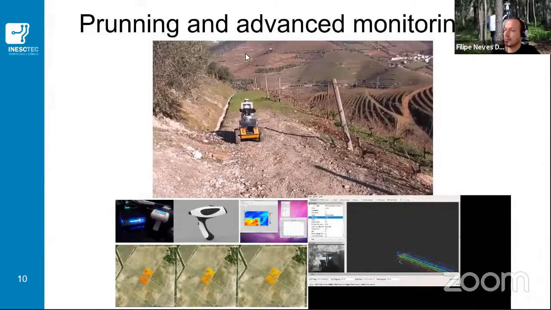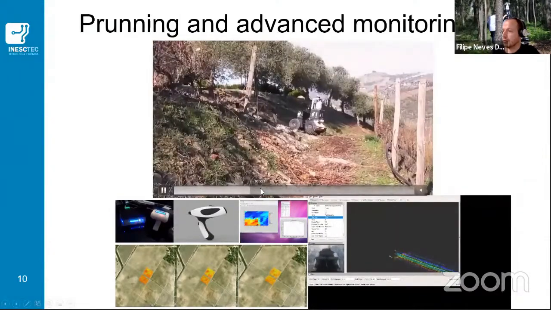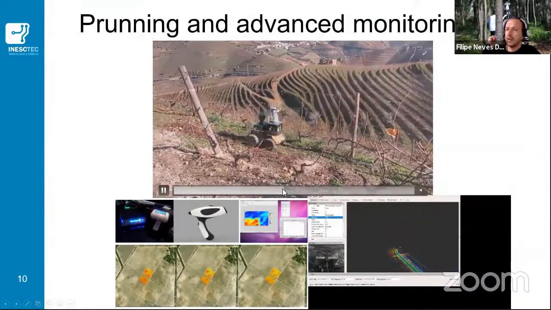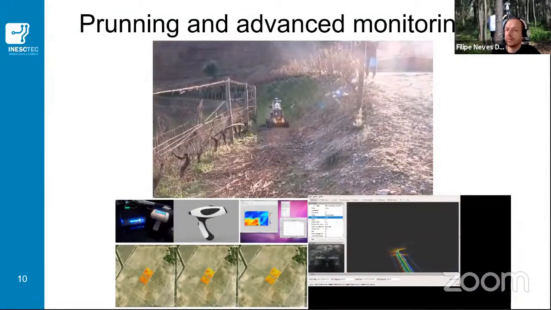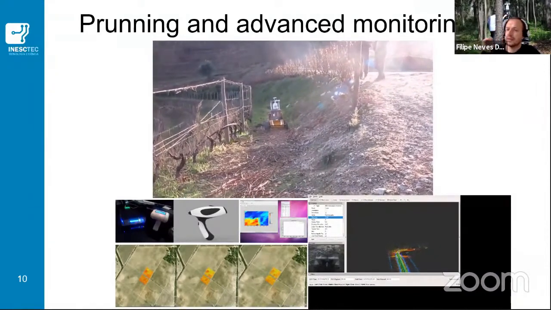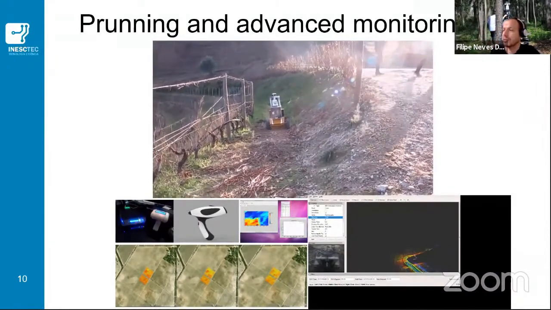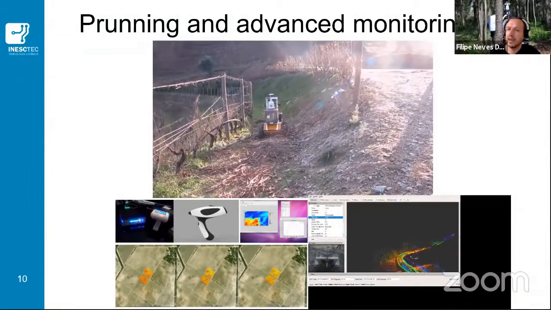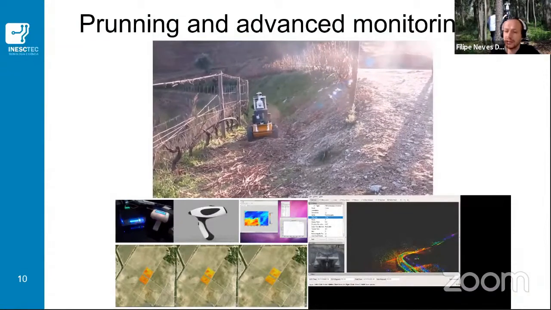Okay, and this is an interesting use case where the robot was able to localize even when we jammed the GNSS signal and when we blocked the GNSS signal. Okay, and it's able to localize the robot using the natural features that we have on these vineyards, namely the trunks that are placed in these vineyards.